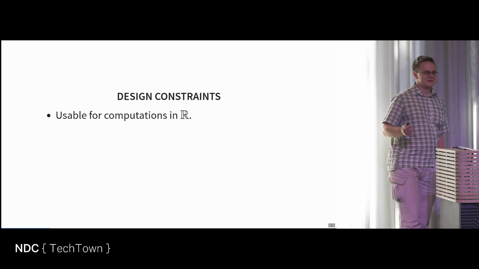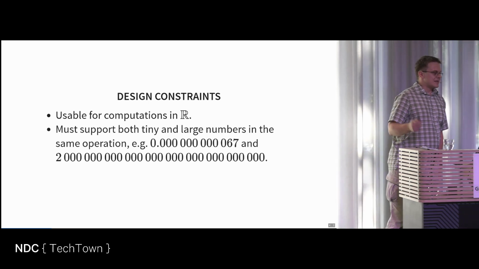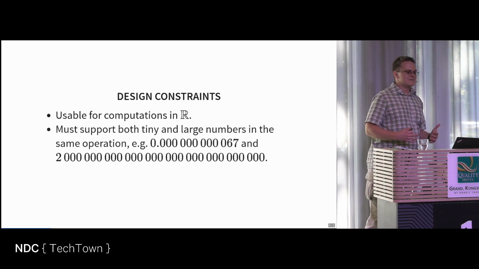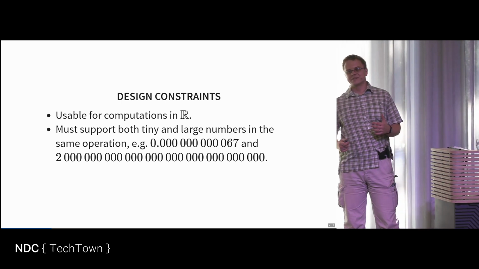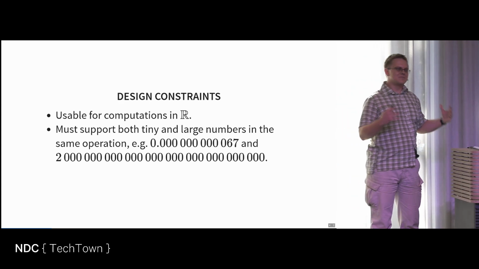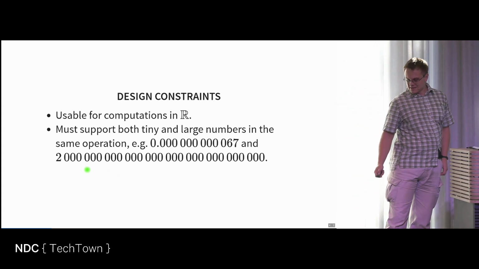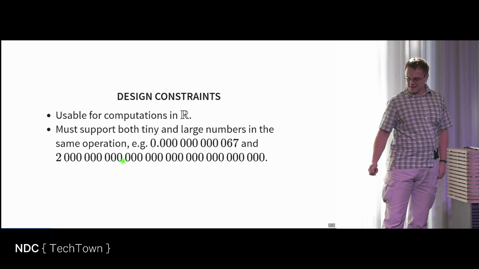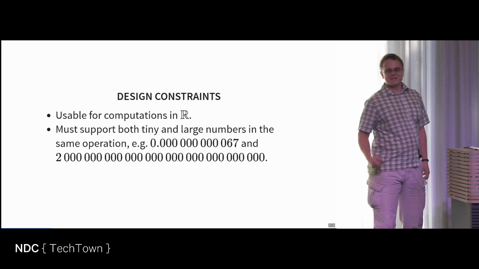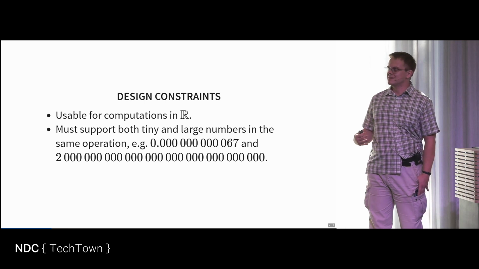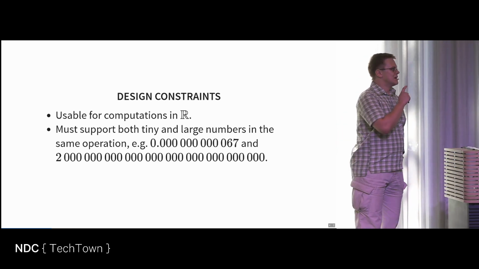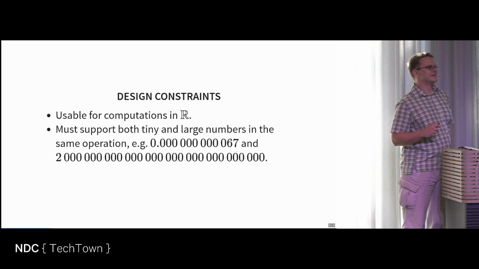This is easy, right? Then next constraint we have, the floats must support both tiny and large numbers, and they must support it in one operation. Right? We have this tiny number, and this is a huge number. And we must be able to multiply them together and get an answer that makes sense. By the way, does anyone know what these numbers are?